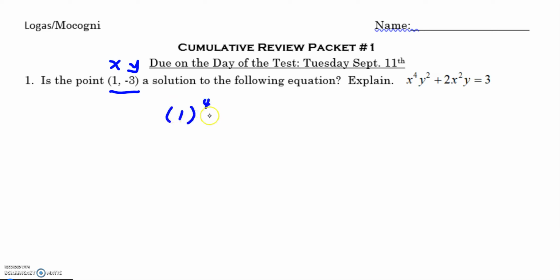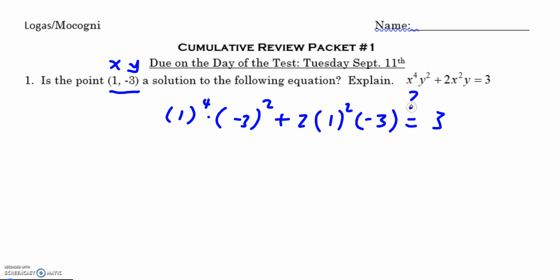1 to the 4th times (-3) squared plus 2 times 1 squared times -3. Does that equal 3? I'm putting a question mark there just to see if it's true. If I continue to simplify and use the order of operations, I want to do all powers before I multiply or add. So 1 to the 4th is 1. -3 to the 2nd is -3 times itself, which is positive 9. 1 squared is 1. And then we just have a -3 here.